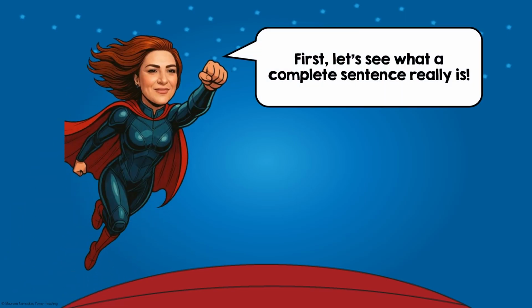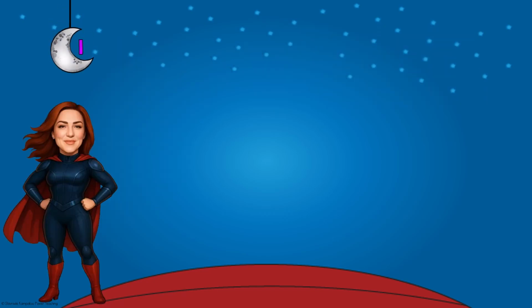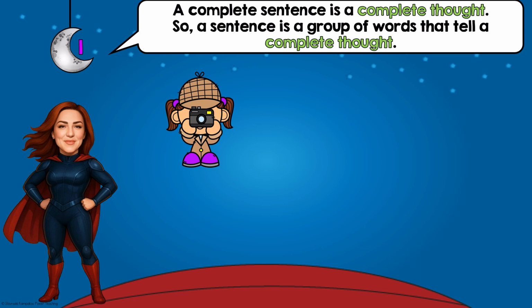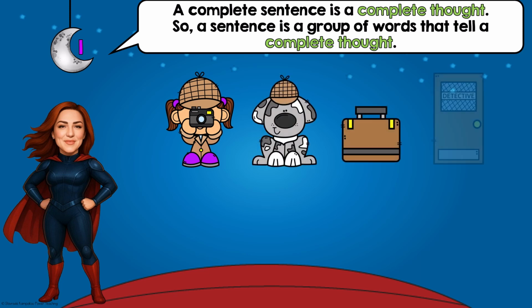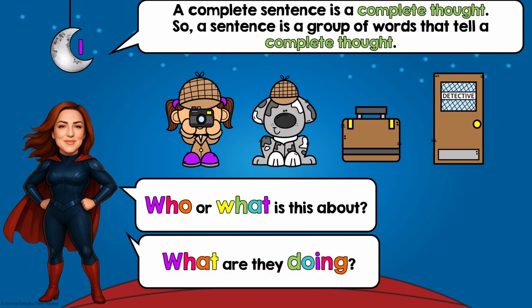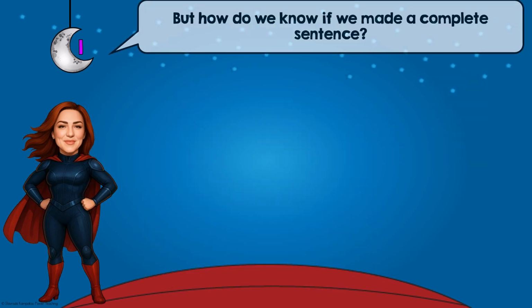First, let's see what a complete sentence really is. First, a complete sentence is a complete thought. So a sentence is a group of words that tell a complete thought. You must have a person or an animal or a thing or a place. Your sentence must answer the questions: who or what is this about? What are they doing? But how do we know if we made a complete sentence?